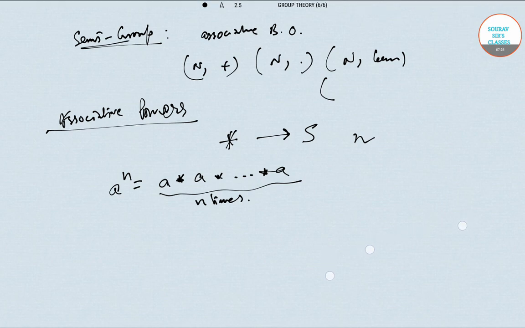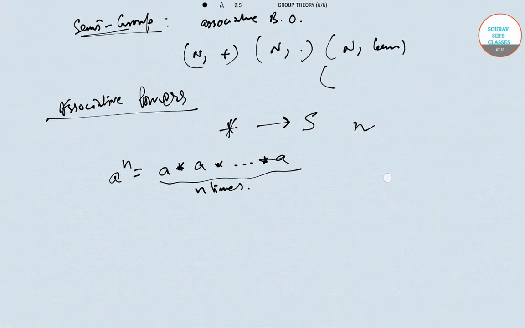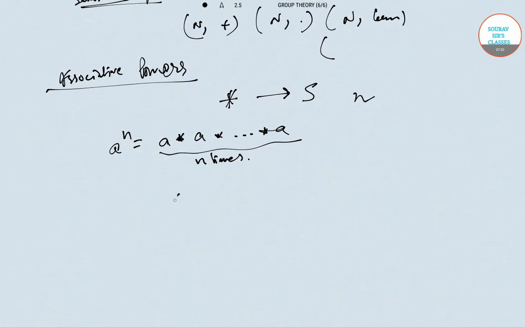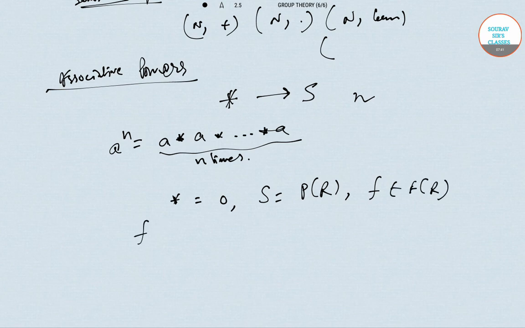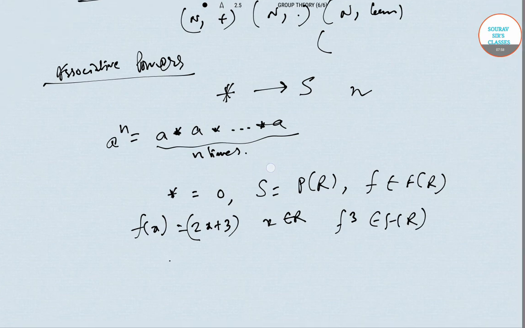Let me give you an example with respect to a numerical idea. Let S equal P of R, the set of functions, where f belongs to the functions on R and is given by f(x) equals 2x plus 3, where x belongs to R. Then f star g is the function defined by f of g of x.